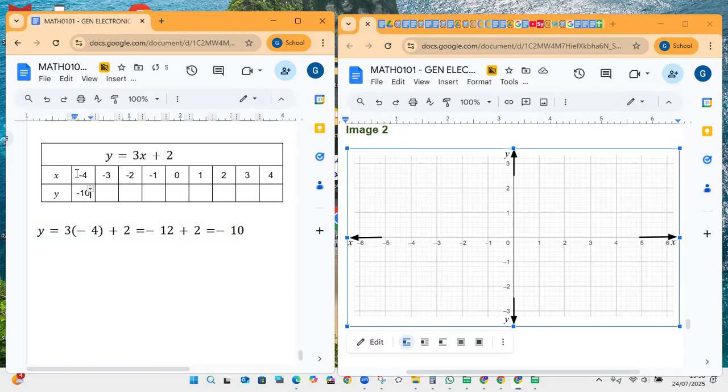And we have to do that for all the x solutions right up to positive 4. Okay. So when we put negative 3, we have 3 times negative 3 is negative 9. Negative 9 plus 2 is equal to negative 7. Take out 9 from 2, you're going to still owe 7. When we input negative 2, we input negative 2 in the place of x. 3 times negative 2 is negative 6. And negative 6 plus 2 will give us negative 4.